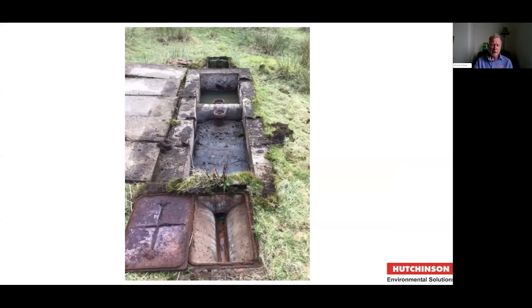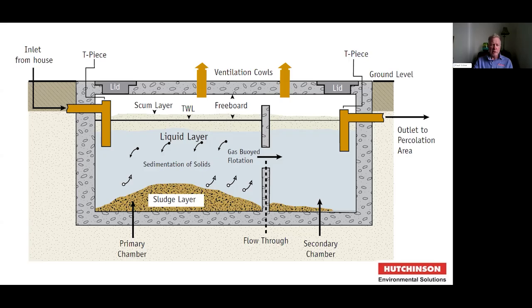So we've got the inlet manhole closest to us, followed by the primary chamber, followed by the secondary chamber, followed by the outlet to the environment at the end. So going back to that picture there, we have an inlet and a T-piece. That T-piece is to direct the incoming sewage down into the bottom of the tank. It also provides what we call quiescent, or very calm or still, conditions to facilitate the separation of solids.